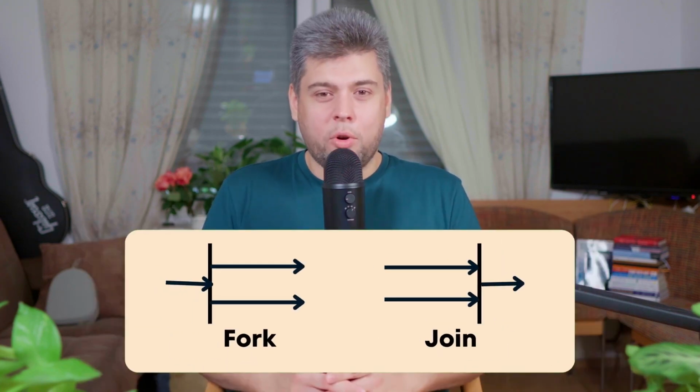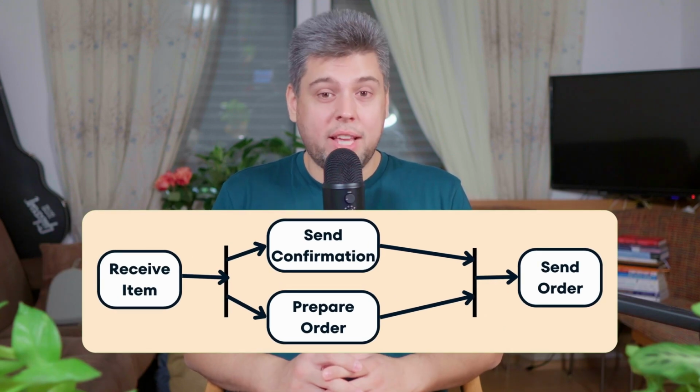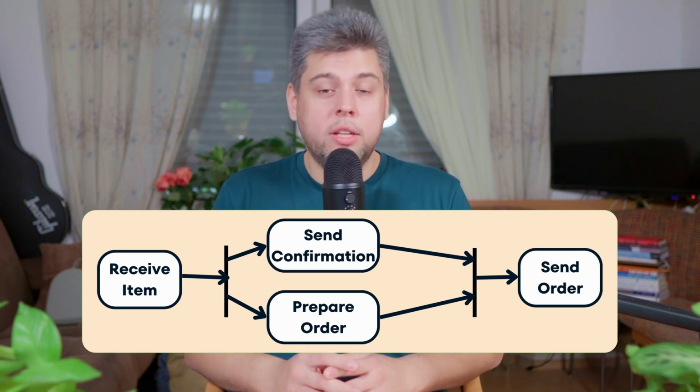Next is a fork join pair, which is responsible for splitting a flow with a fork node into parallel flows. They could proceed in parallel or might merge through the join element. For example, when the company receives an order, you can use the fork to show that send confirmation and prepare order can happen at the same time. Before shipping an order, you need to perform both, so you join them.